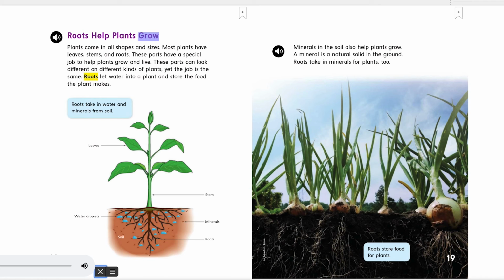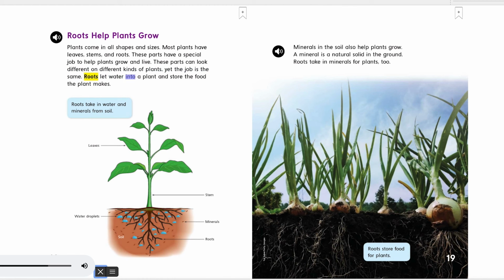Roots help plants grow. Plants come in all shapes and sizes. Most plants have leaves, stems, and roots. These parts have a special job to help plants grow and live. These parts can look different on different kinds of plants, yet the job is the same.